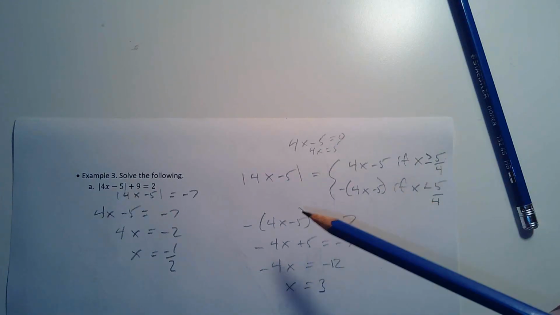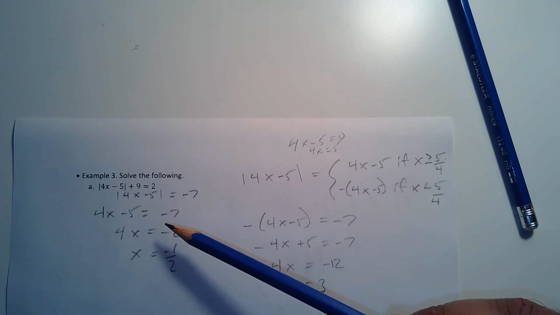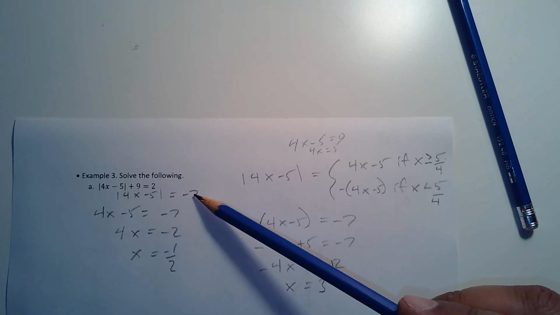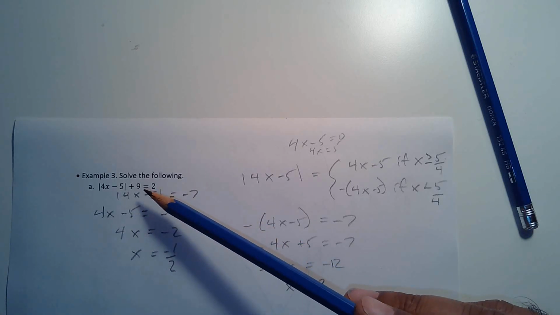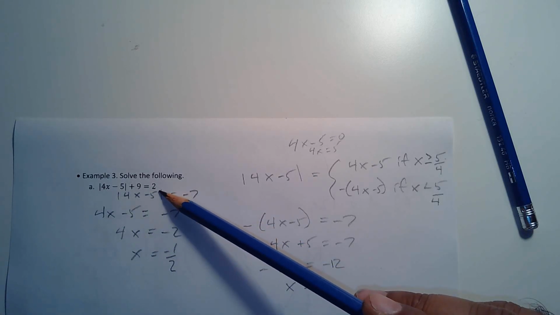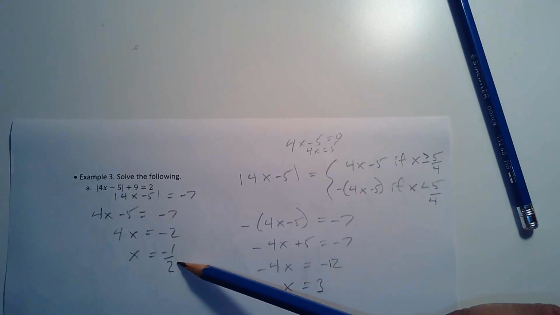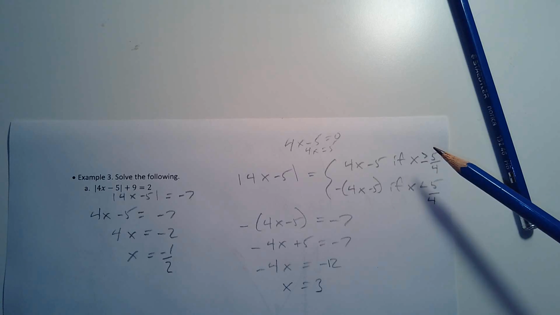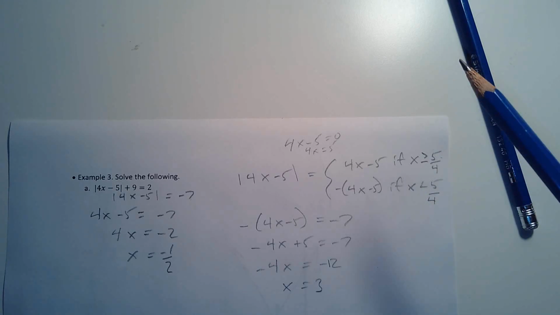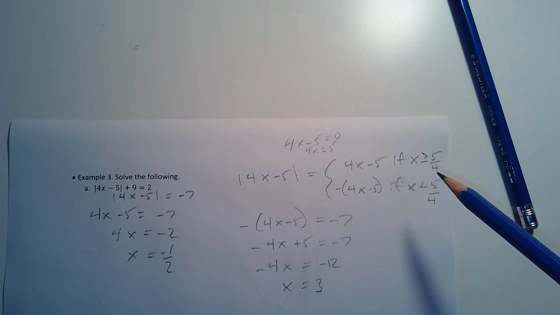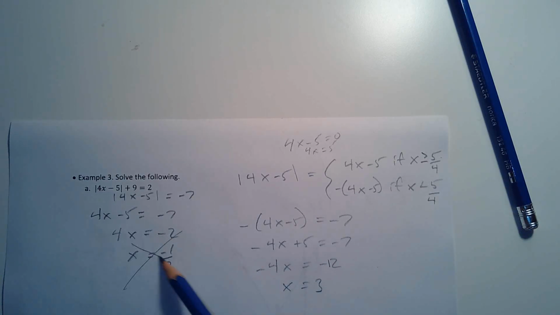Okay, so do the two solutions now. And so we've got the first one, 4x minus 5 equals negative 7. So where did the negative 7 come from? I can start off by just putting that 2 to the other side. So that gives me minus 7. And then I solve for this, that's negative 1/2. And that is, okay, so now you look at, is that greater than 5 over 4? So this one is not.